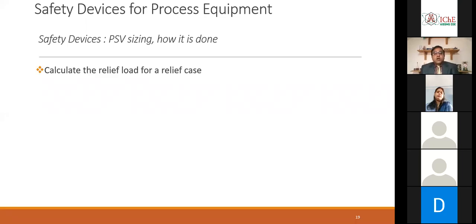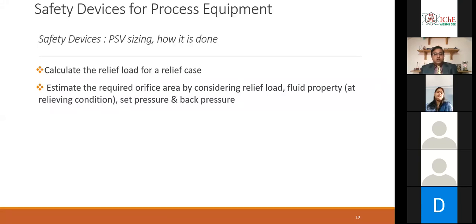So let's see how we do it. As I said earlier, we calculate the relief load for each relief case. First step is you identify the relief cases: what can go wrong, what can cause overpressure. Then you calculate the relief load for each of the cases. Then you calculate the orifice area by considering the relief load and the fluid property. Fluid property has to be at the relieving condition. Keep it in mind always. It is not supposed to be at operating condition. It has to be at the relieving condition.